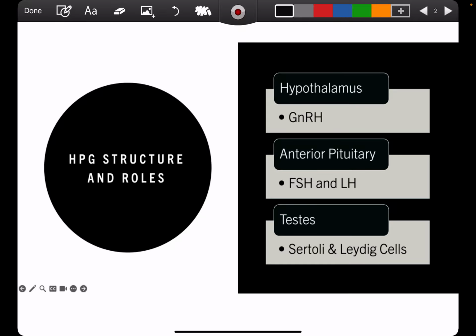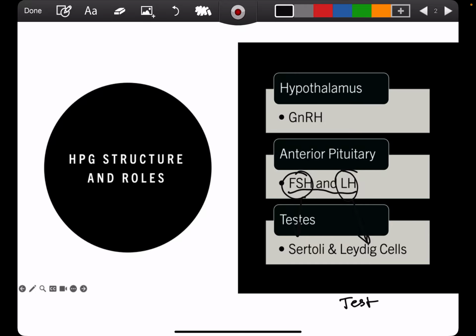As the GnRH moves through the hypophyseal portal system to the gonadotrope cells in the anterior pituitary, again, depending on its pulsatility, it will lead to the synthesis and production of FSH and LH, which in turn enter the systemic circulation, make their way to the testes, and the FSH preferences the Sertoli cells, and the LH preferences the Leydig cells.